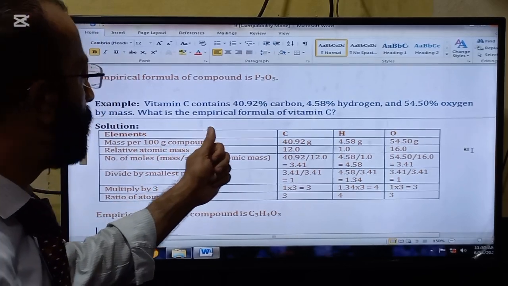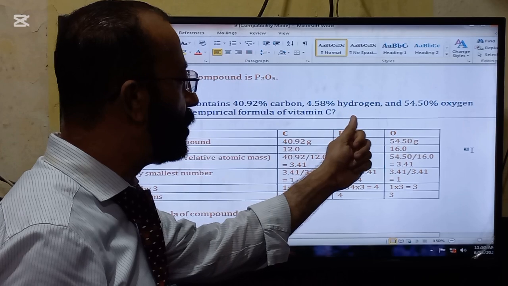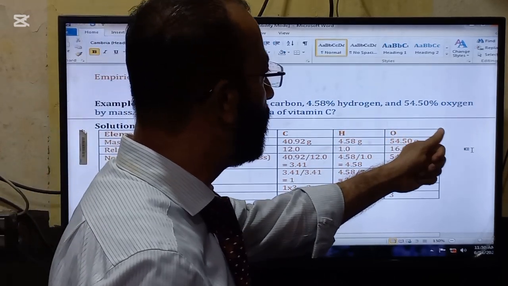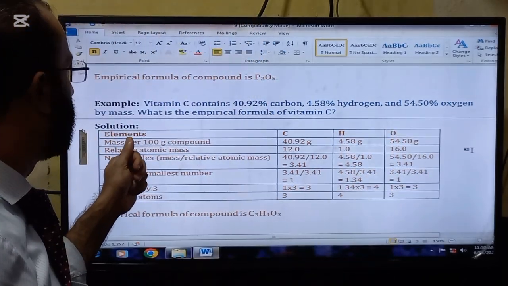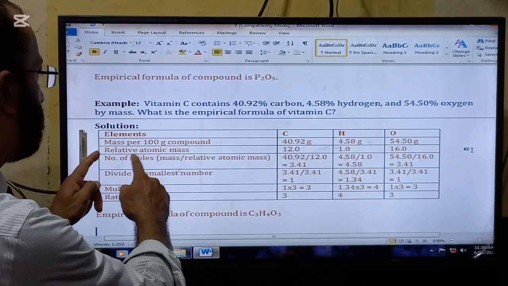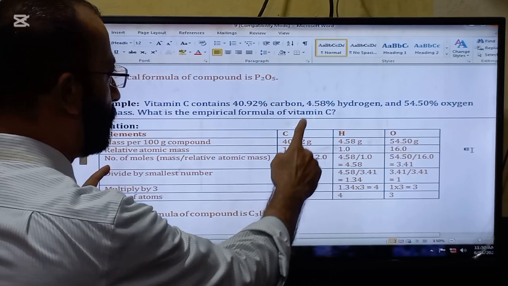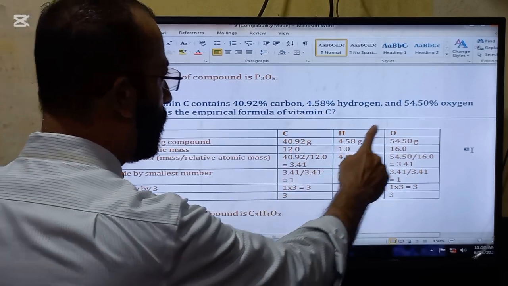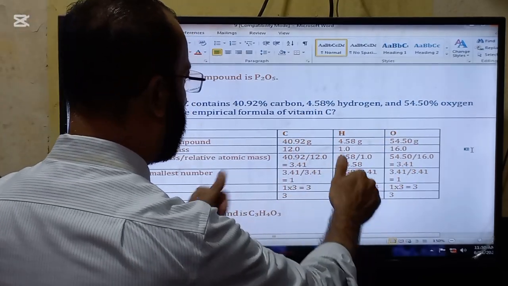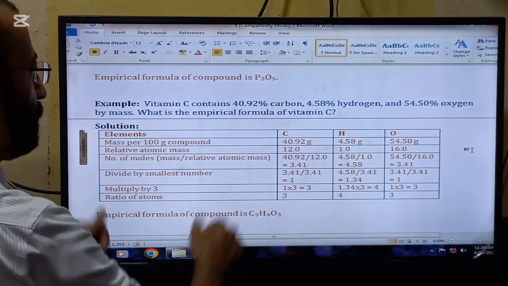Vitamin C contains 40.92% carbon, 4.58% hydrogen, and 54.50% oxygen by mass. So what is the empirical formula of vitamin C? The mass per 100 grams of the compound is 40.92 carbon, 4.58 hydrogen, and 54.50 oxygen. So these are the three elements present in the compound.